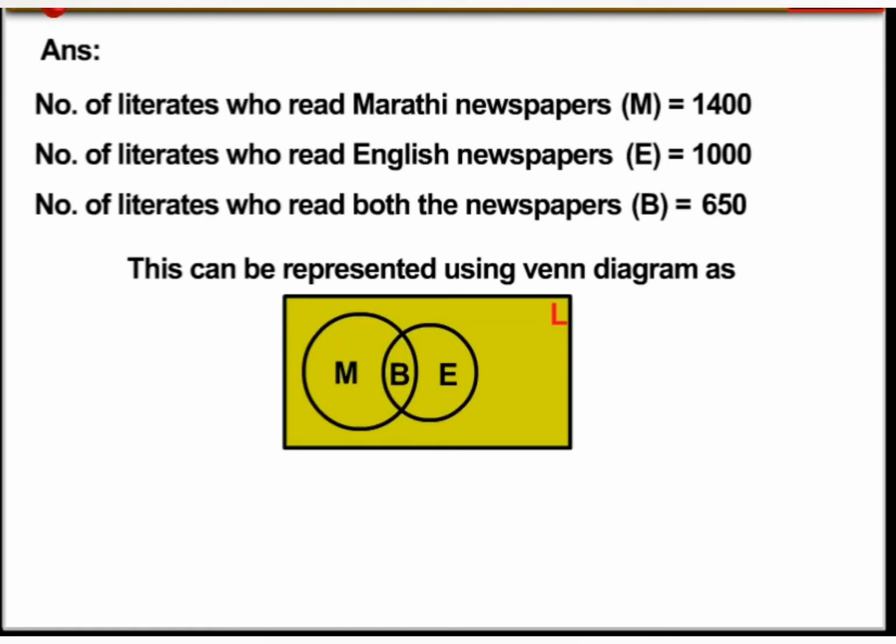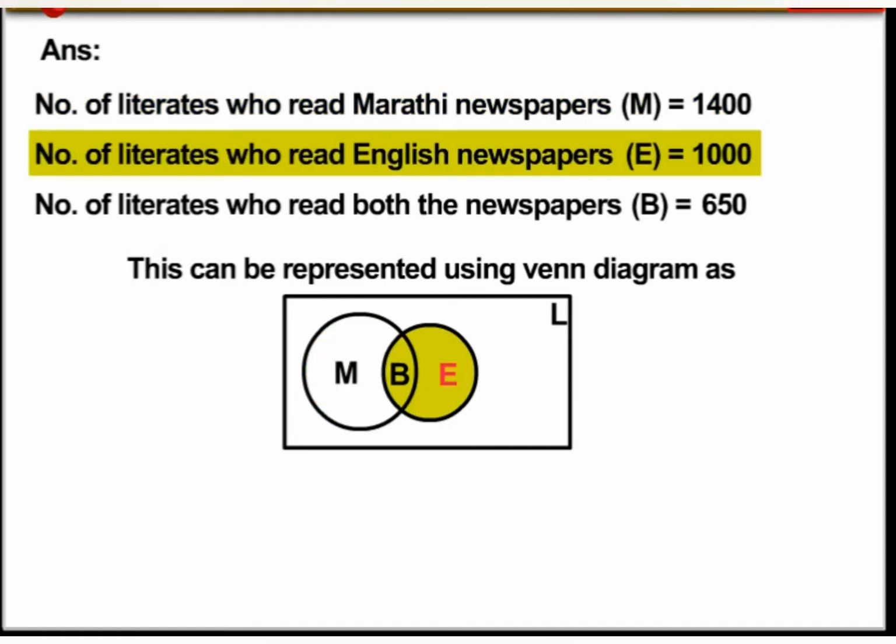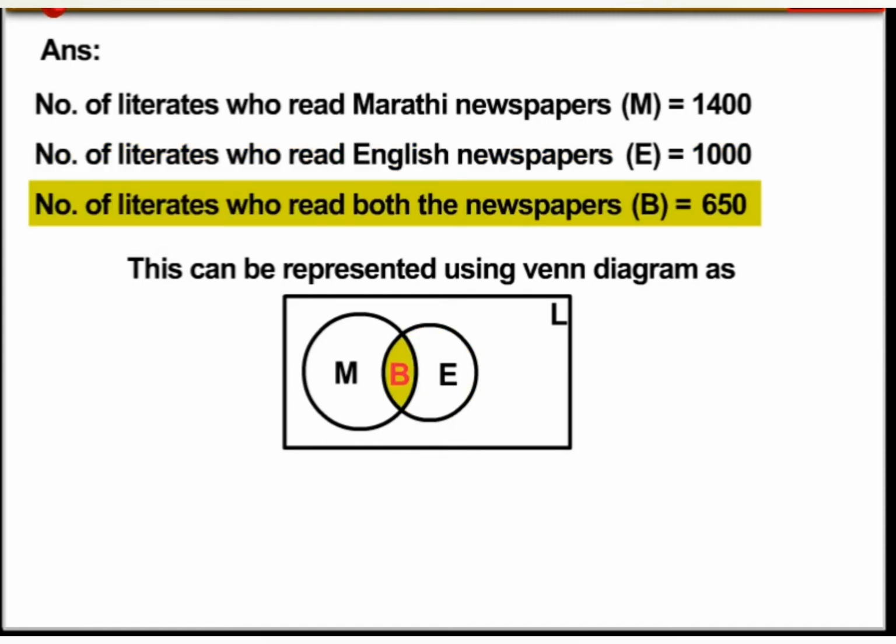L represents total literates, M represents literates who read Marathi newspapers, E represents literates who read English newspapers, and B represents literates who read both the newspapers. Therefore, n(L) = 2000, n(M) = 1400, n(E) = 1000, and n(B) = 650.